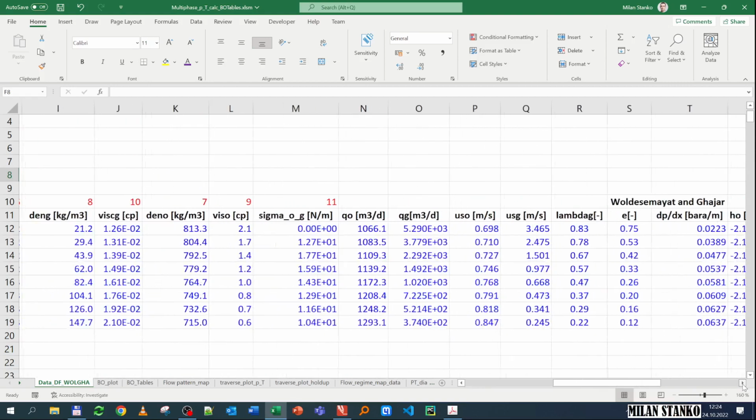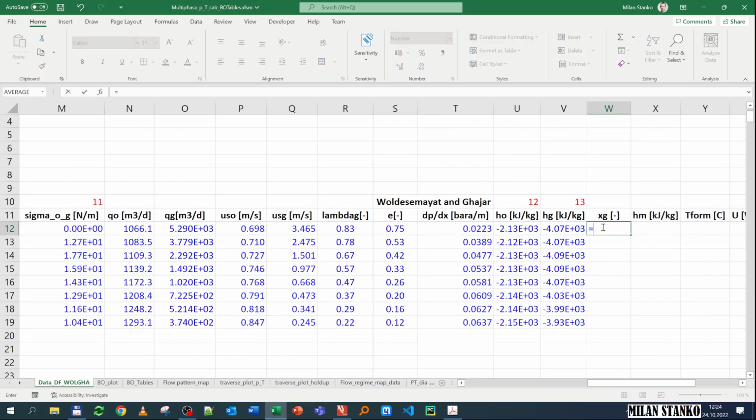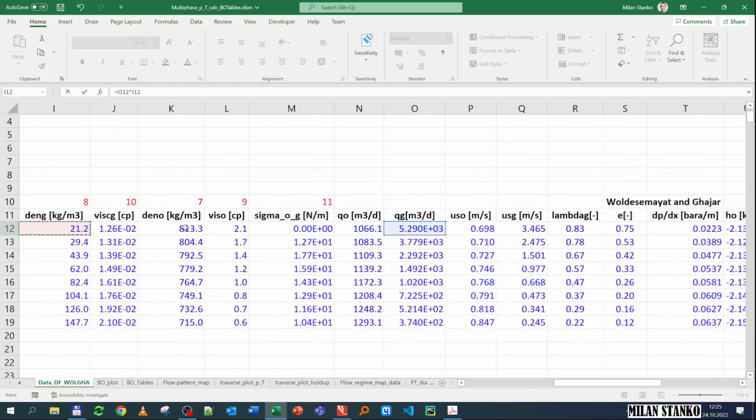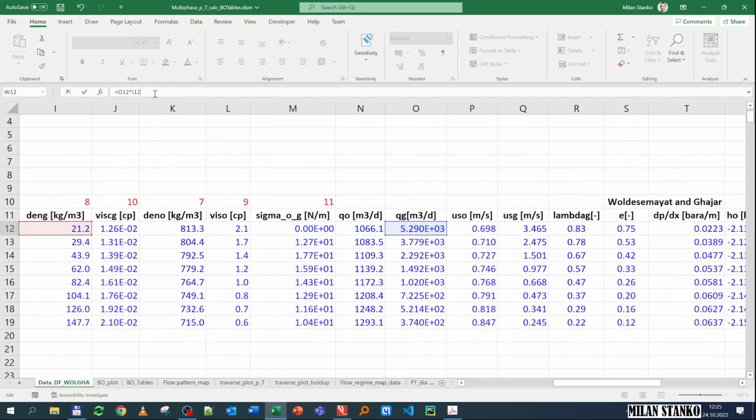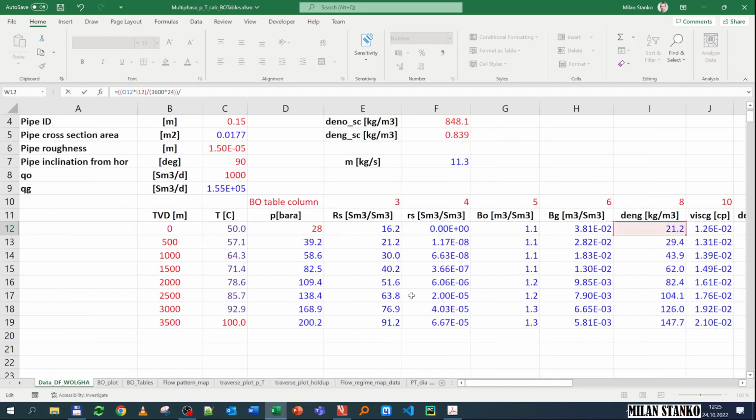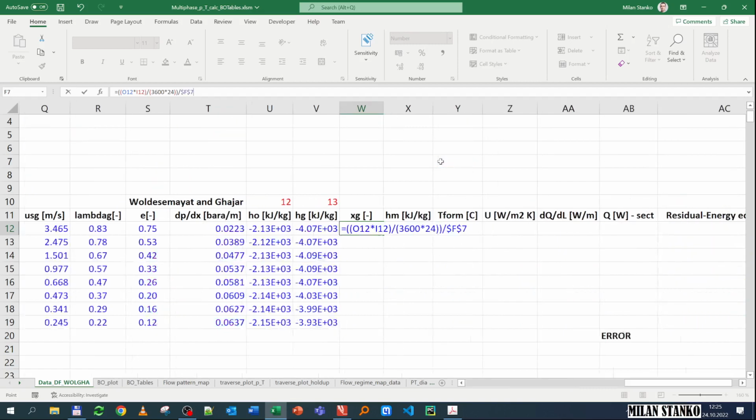So then to calculate the mass fraction of gas, we take the mass rate of gas at that position, so that will be the Q of gas times the density of gas, which is here. This will be in units of kilogram per day again, so I have to divide by 3600 times 24 to convert to seconds. And then I divide that by the total mass flow. So that's how I calculate the mass fraction of gas. Then I divide by this number, and I have to block this number.